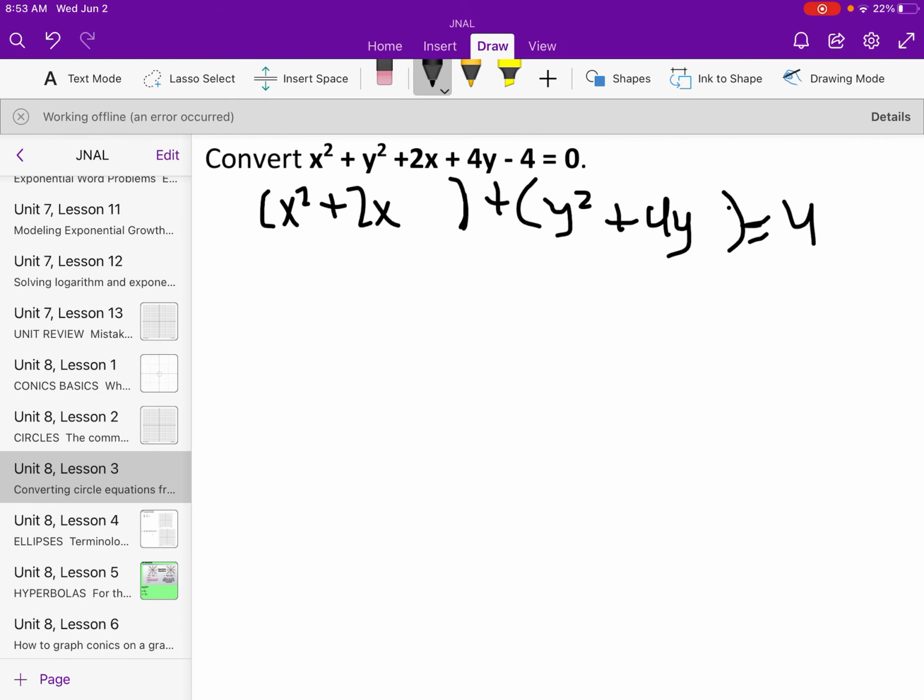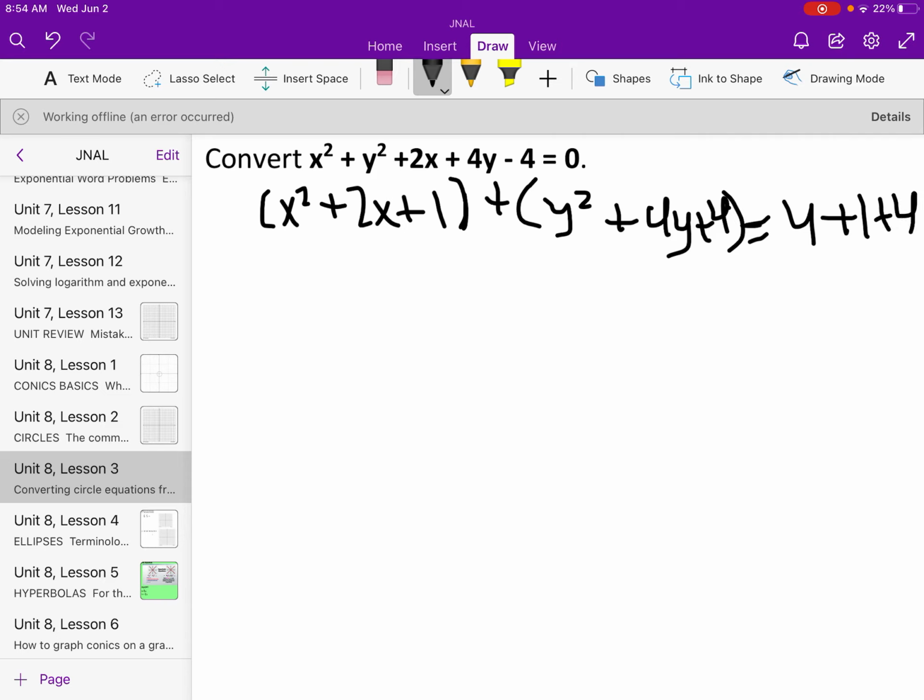Okay, so we need to do b divided by 2 squared. So b is 2 in this case. So 2 divided by 2 is 1. 1 squared is 1, so plus 1. Then 4 divided by 2 is 2. 2 squared is 4. So there we go. But since we added a 1 and a 4 on that side, we need to also do it over here.